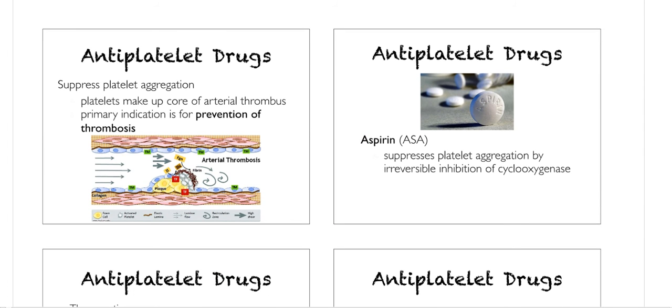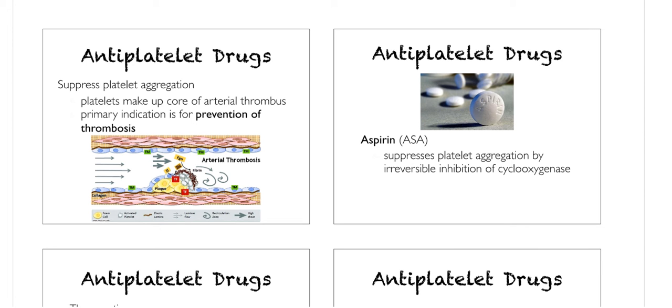All right, so now we have our actual antiplatelet drugs. Platelet aggregation is required to promote clotting. They make up the core of arterial thrombi. So the use of antiplatelet drugs is primarily for the purpose of preventing thrombus formation, because they do make up the core of arterial thrombi.